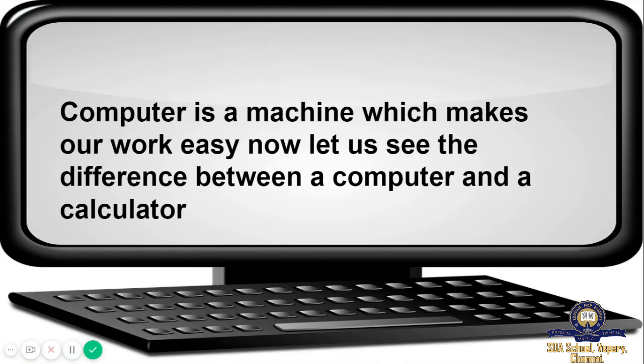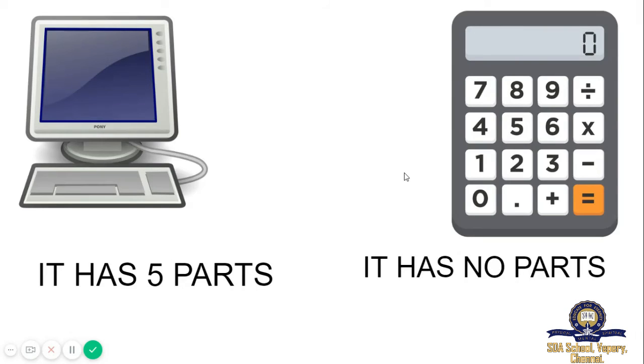That's all. I finished all the parts of a computer, and explained which parts have to be attached. Now we'll see what a computer is. In the beginning of this video itself, I explained what a computer is: a machine which makes our work easy. Now let us see the difference between a computer and a calculator. Computer also gives you 2 plus 3 is 5, and the calculator also gives you the same. But what is the difference between these two?